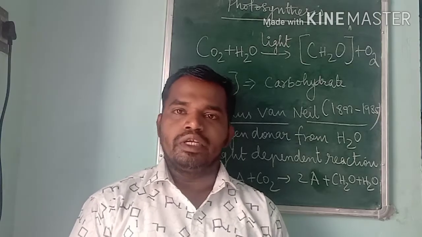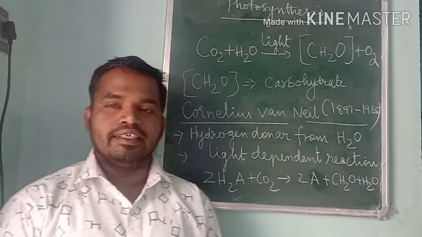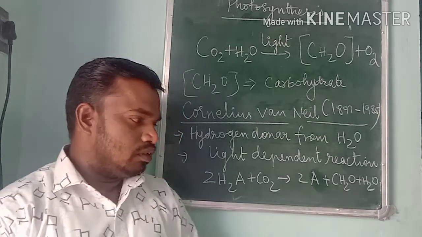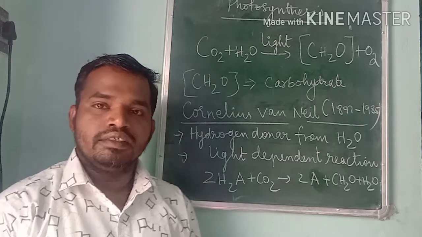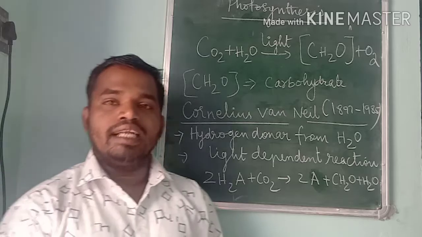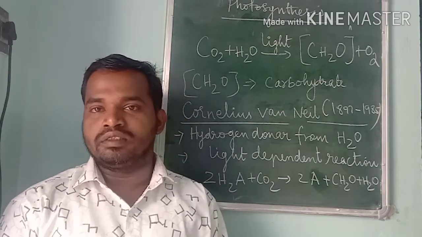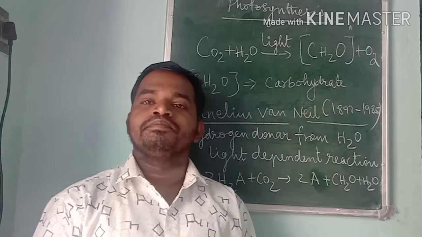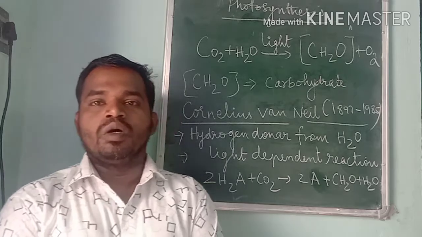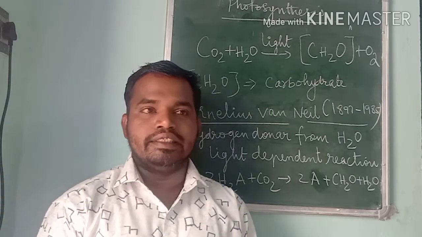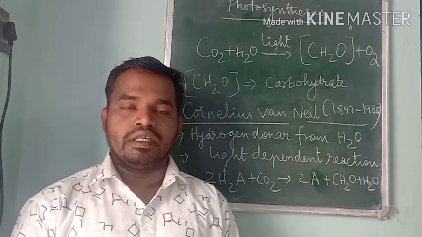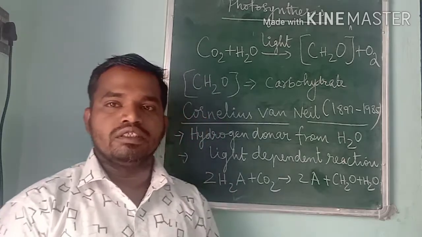By the middle of the 19th century, scientists were able to say that photosynthesis is a chemical reaction. The plant uses light energy to make food materials, to make carbohydrates. With the help of carbon dioxide and water molecules, it prepares carbohydrates with the evolution of oxygen.